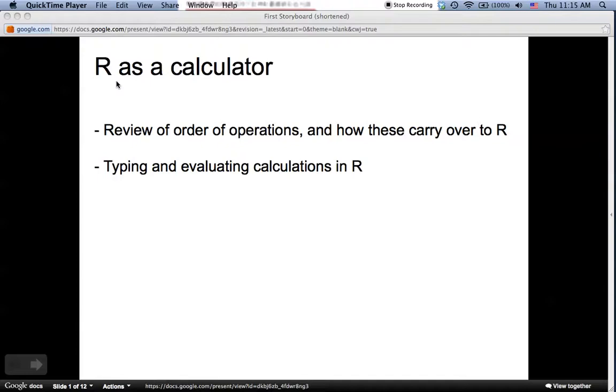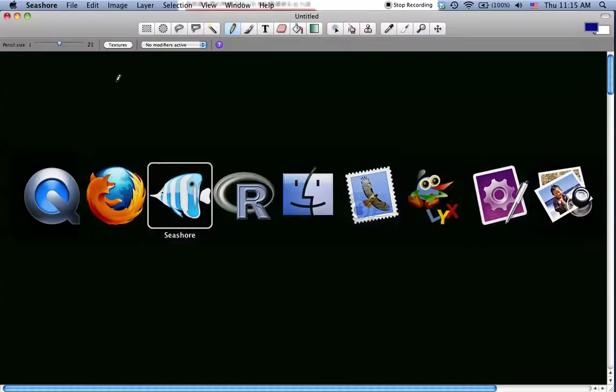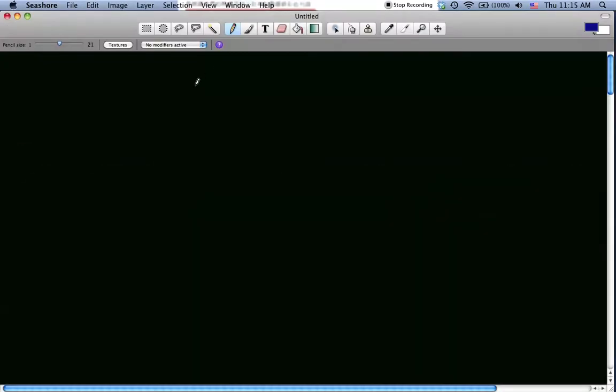Hello, in this video we're going to show you how to use R as a calculator. Here we'll review the order of operations and show how these carry over to R. Then we'll be typing and evaluating calculations in R later. As an example, let's try to convert Fahrenheit degrees into Celsius degrees.